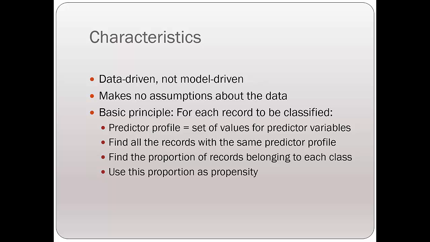None of that matters. So the basic principle is that for each record to be classified, we call that a predictor profile. A predictor profile is a set of values for the x variables, for the predictor variables. When you have a predictor profile, you find the records that match the predictor profile within each class and compute joint probabilities and conditional probabilities and come up with a propensity for each class. So that's a general outline of the methodology.